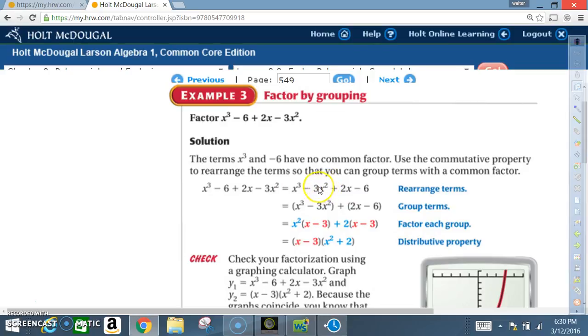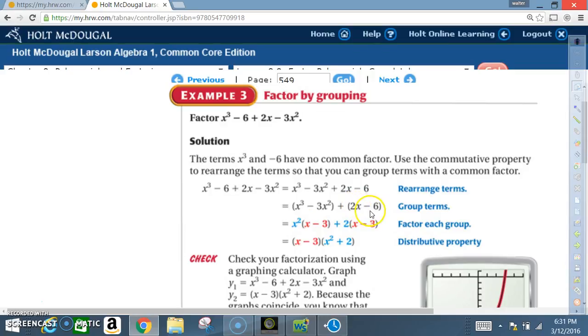All right, so you ask yourself, what is the greatest common factor? And you realize that it's going to be x squared. All right, so x to the third divided by x squared is x. A negative 3x squared divided by x squared, you're left with just 3. Don't forget, these two will cancel out. So you're just left with just the negative 3.